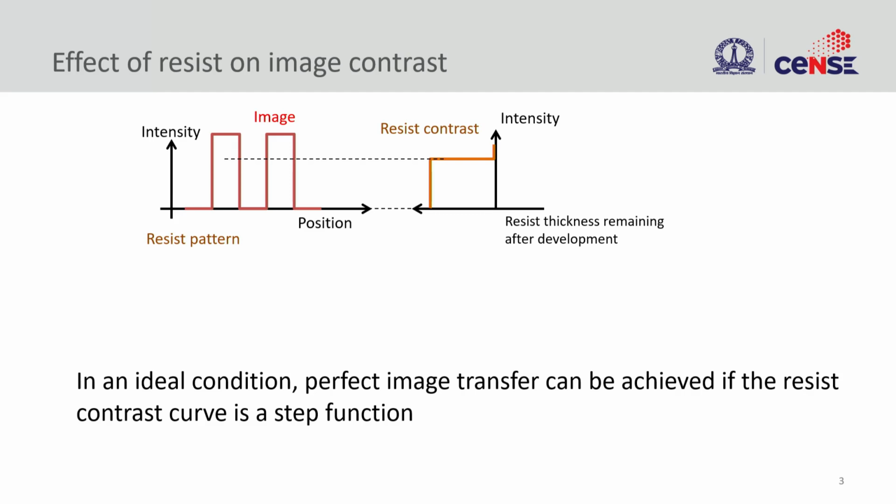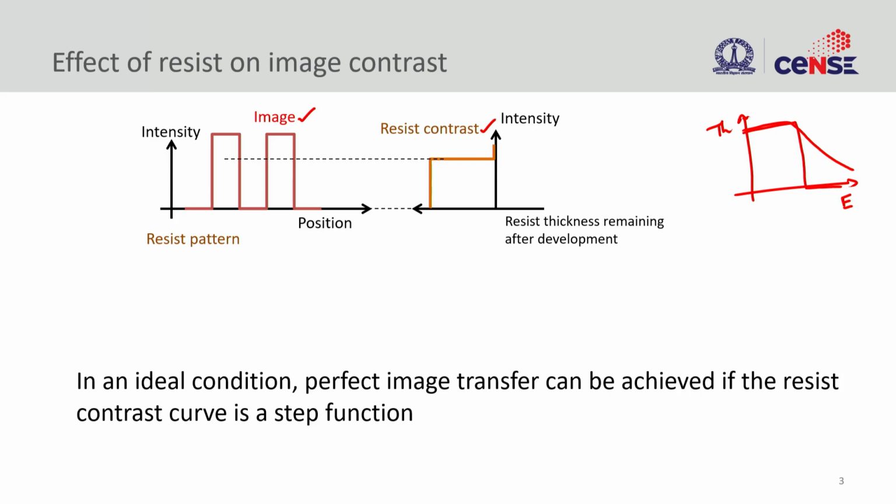Now, let us take an ideal situation. The image is perfect. We have a perfect square-like pattern, and the resist contrast is also perfect, right? We have a step-like function. Just to recap, your contrast curve is going to look something like this, so you have energy versus remaining thickness. We saw the contrast curve to be something like this. So what we are assuming here is a perfect contrast curve, that means it is a step-like function.